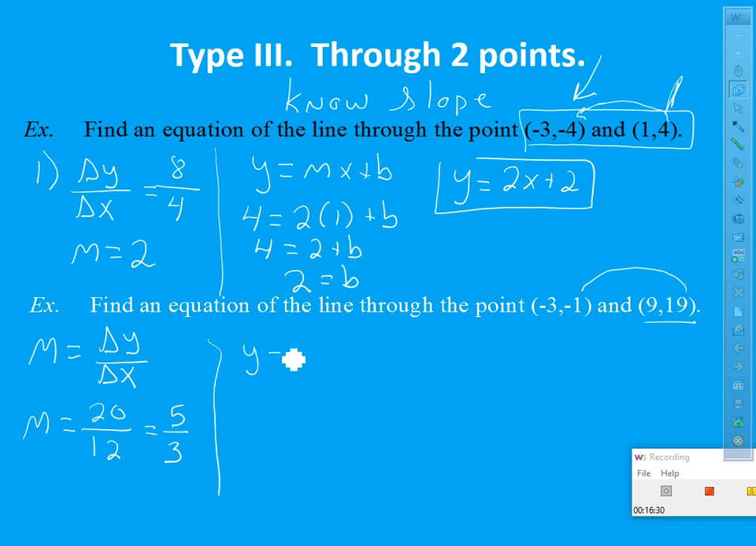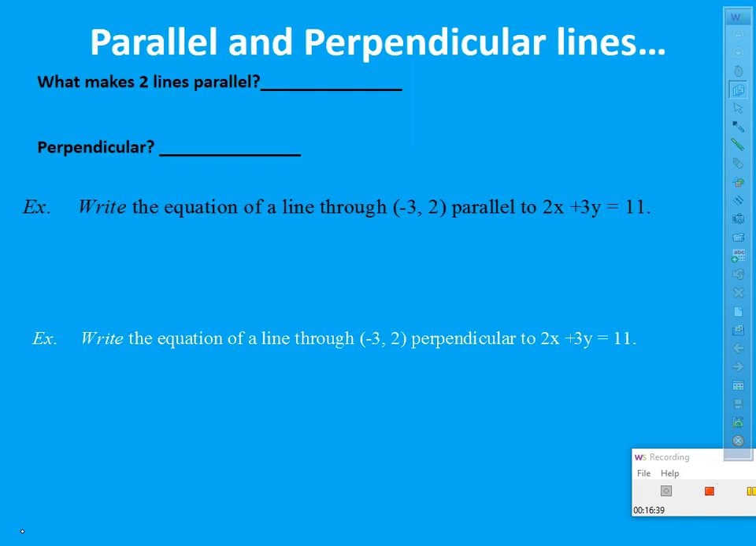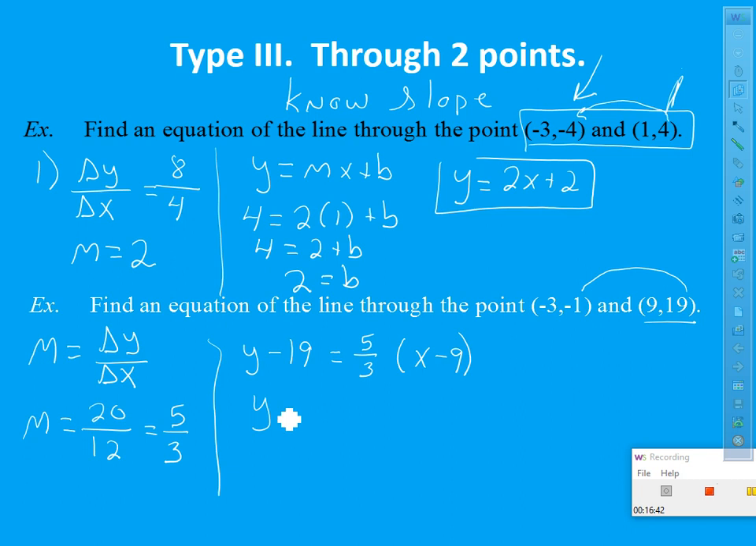So I'm going to go y minus 19 equal 5/3 x minus 9. I'm going to go y minus 19 equal 5/3 x. This one comes out nice. 3 goes into 9 3 times, times the 5, so this becomes negative 15. Add 19 to both sides. Looks like my equation is y equal 5/3 x plus 4.